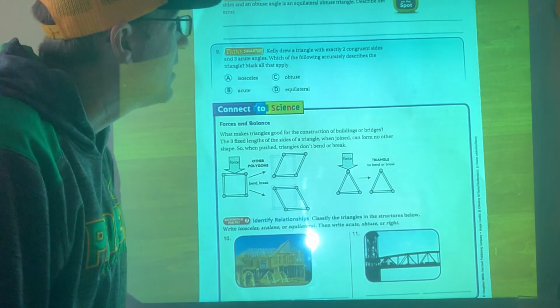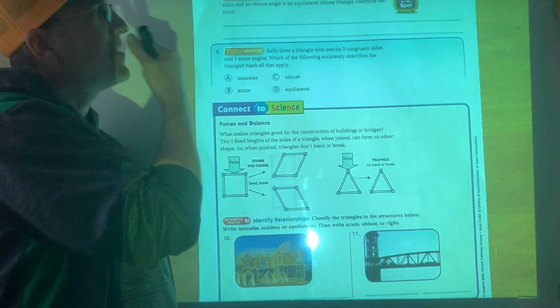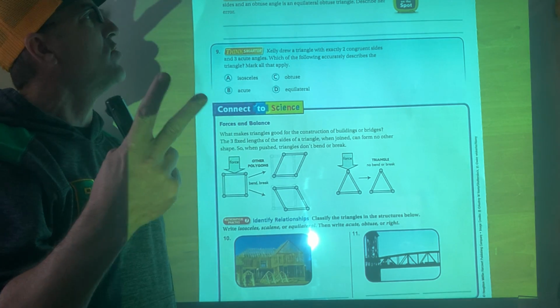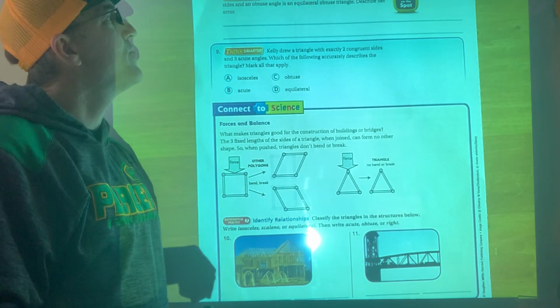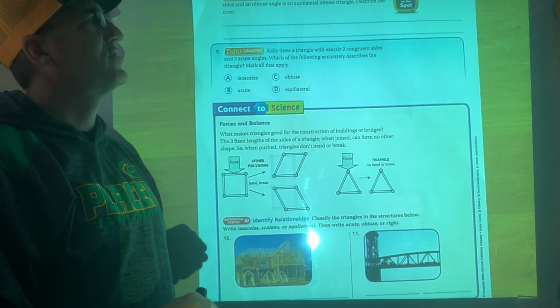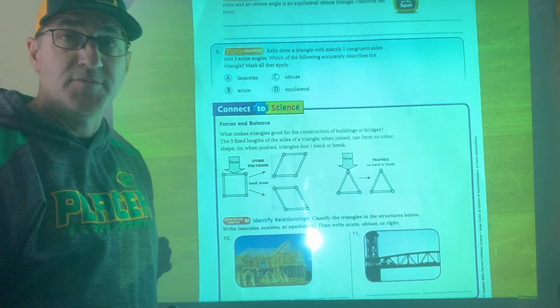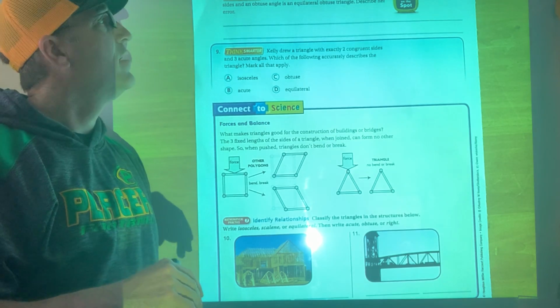All right, here we are, last page. Should go pretty quickly. Shannon said that a triangle with exactly two congruent sides, congruent means they are the same length, right? And an obtuse angle is an equilateral obtuse triangle. Describe her error. Can you have an equilateral obtuse triangle? You cannot. This is not gonna happen, all right?